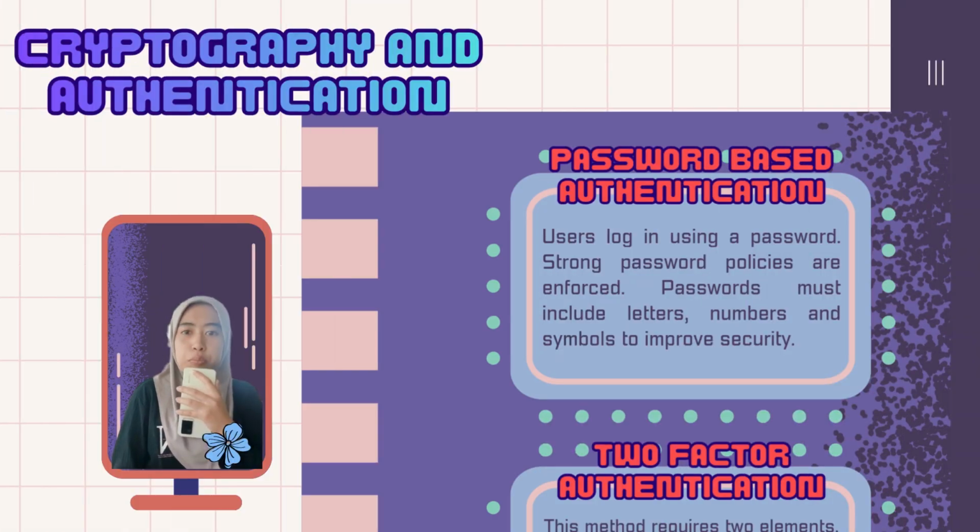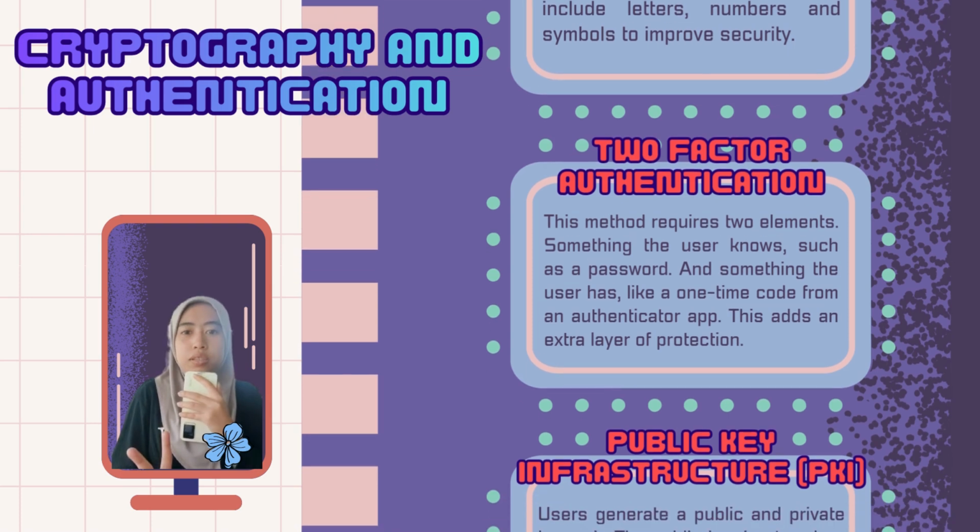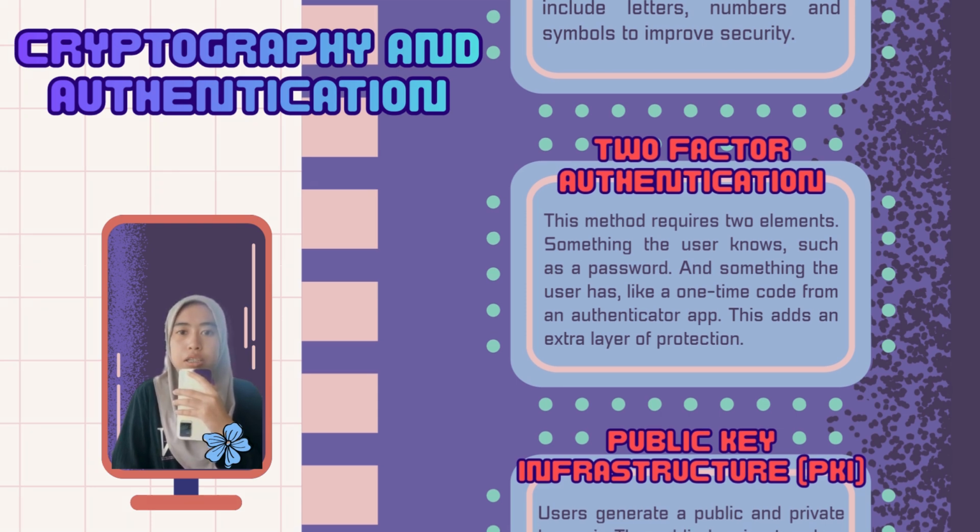This slide explains cryptography and authentication methods. First is password-based authentication. Users log in using a password. Strong password policies are enforced. A password must include letters, numbers, and symbols to improve security. Second is two-factor authentication, or 2FA. This method requires two elements: something the user knows, such as a password, and something the user has, like a one-time code from an authentication app. This adds an extra layer of protection.